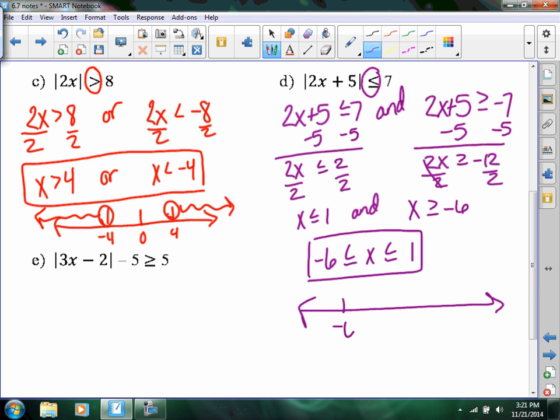And then I'm going to put these numbers on a number line. Negative 2 might be in between them. And I'm going to have solid circles on both. And since it's an and, I'm going to shade in the middle.